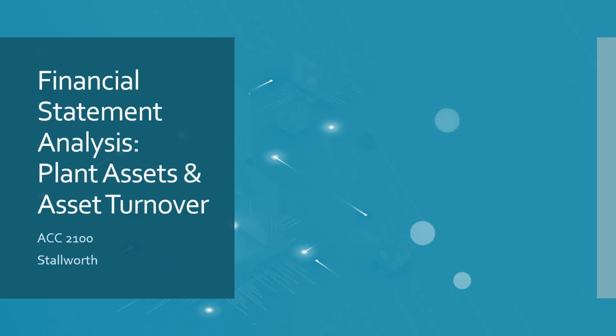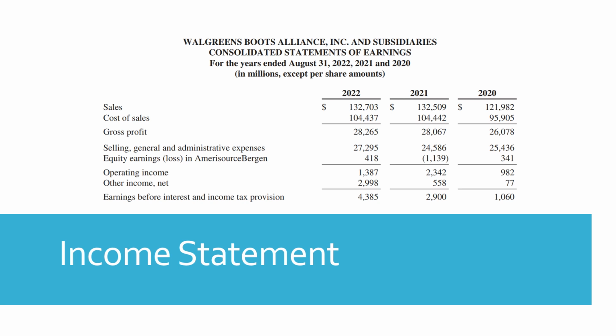In this video, I'll be talking about plant assets and the asset turnover ratio. We can look at our income statement and we don't see depreciation expense, that is the expense associated with property, plant, and equipment. It's going to be in those selling, general, and administrative expenses.